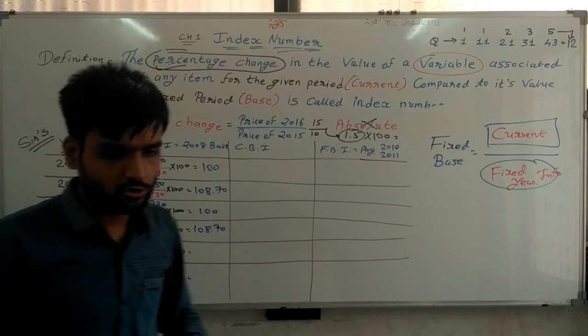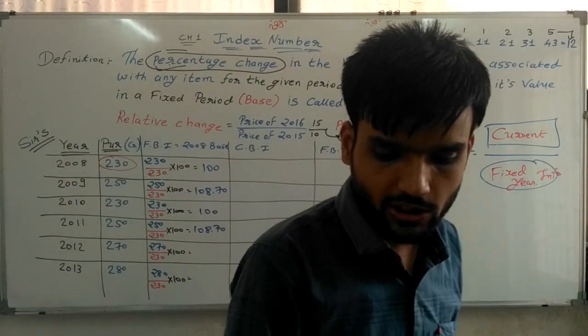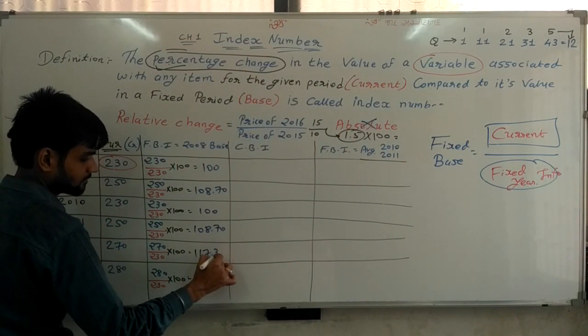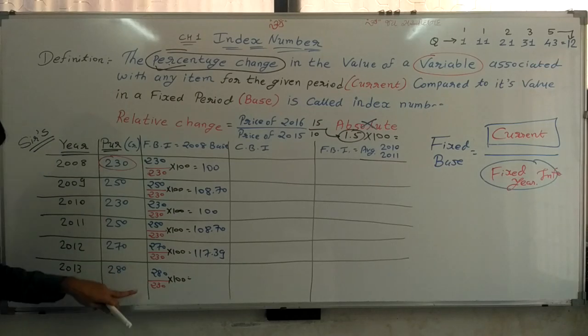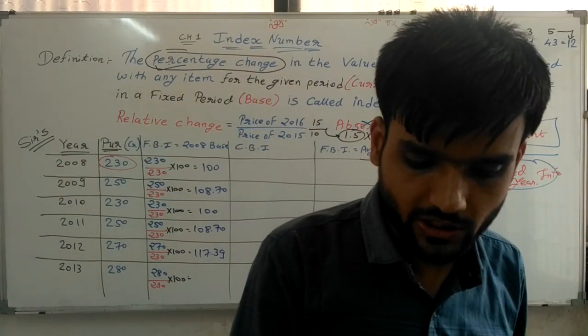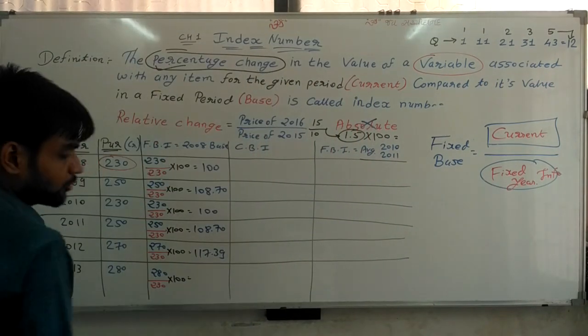270 upon 230 into 100 is 117.39. 280 upon 230 into 100 is 121.74.